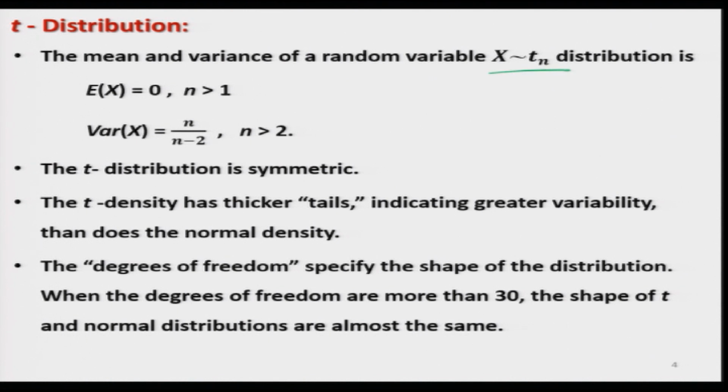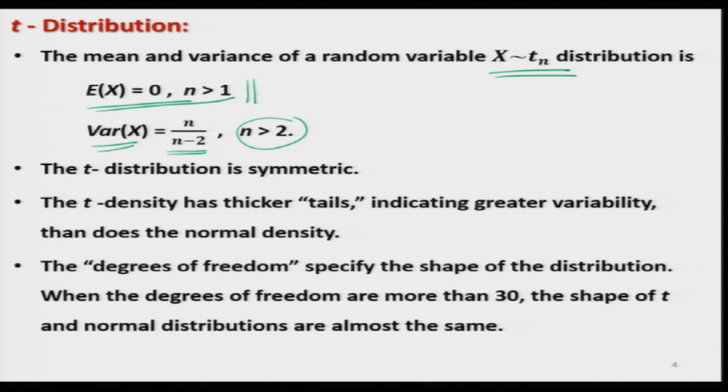Now, in case you try to find out the mean and variance of a random variable following a t distribution with n degrees of freedom, the mean will come out to be expected value of x equal to 0 when n is greater than 1, and variance of x will come out to be n divided by n minus 2. So, obviously, the variance has to be positive. So, there is a condition n greater than 2 that has to be imposed on it.